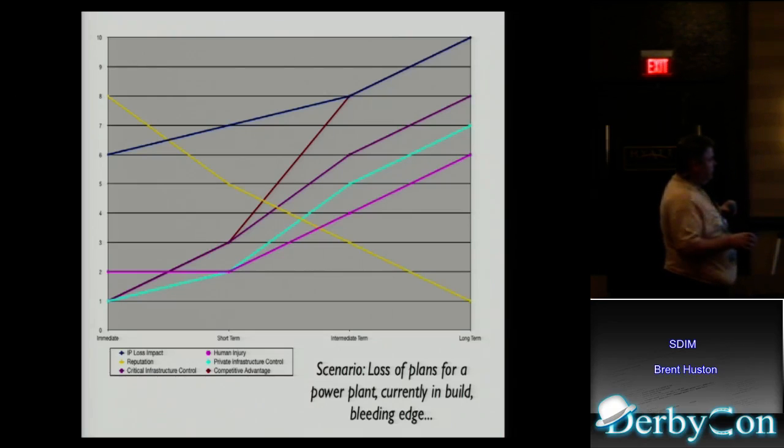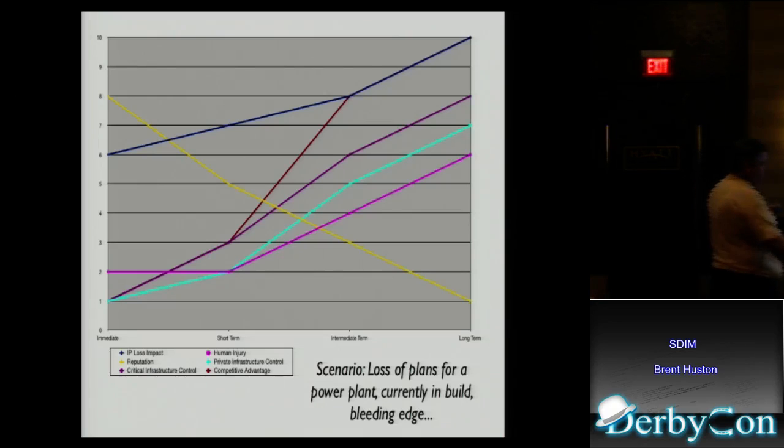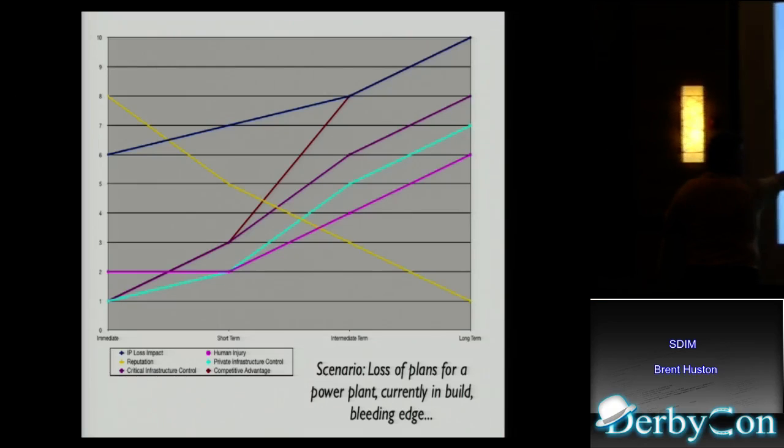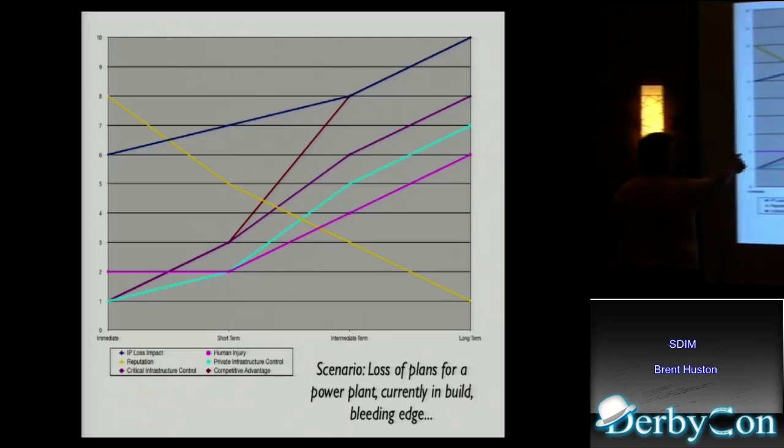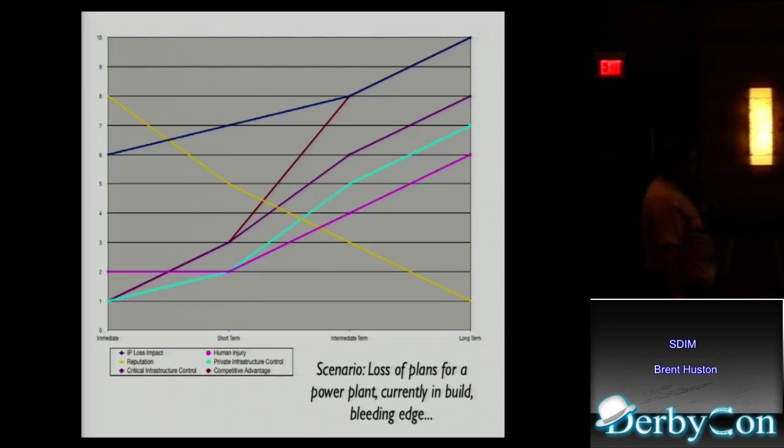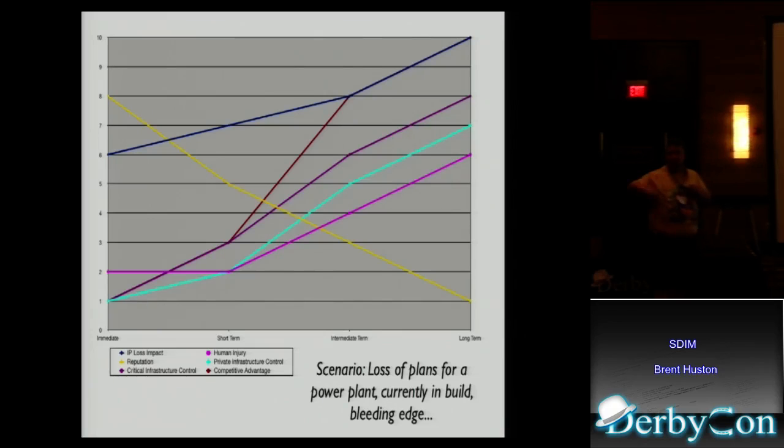The next one is critical infrastructure control. This is the hot pink line that's right here. And you can see it starts out, because they're still building the plant, it's not really online yet, so it's a low-end risk, but it ramps up over time as they bring more and more of the plant online. Okay. This other one will make you a little nervous.